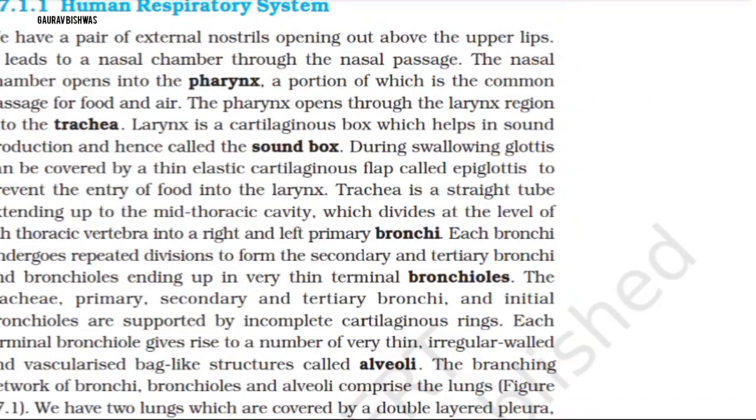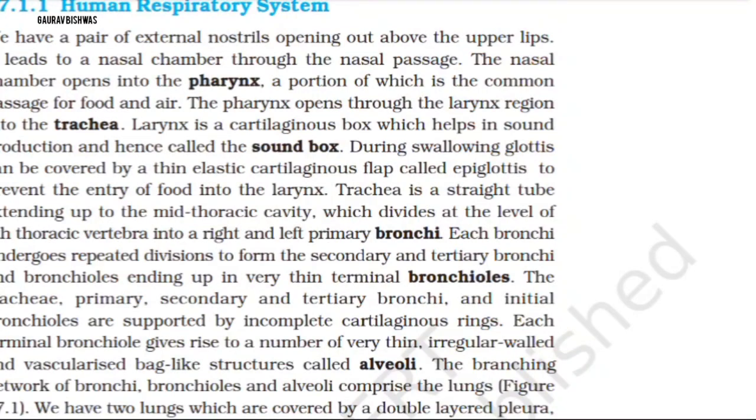Larynx is a cartilaginous box which helps in sound production and hence is called the sound box. During swallowing, the glottis can be covered by a thin elastic cartilaginous flap called epiglottis to prevent the entry of food into the larynx. Trachea is a straight tube extending up to the mid-thoracic cavity, which divides at the level of the 5th thoracic vertebra into the right and left primary bronchi.